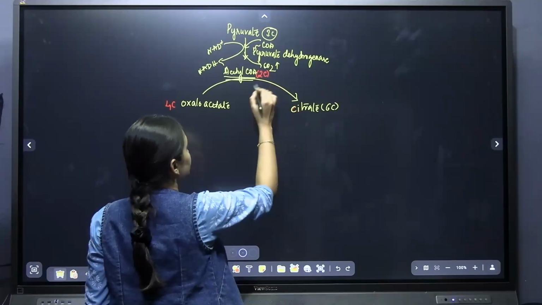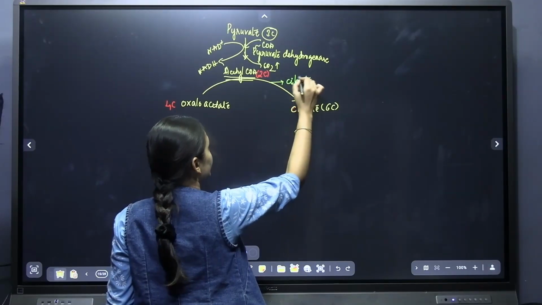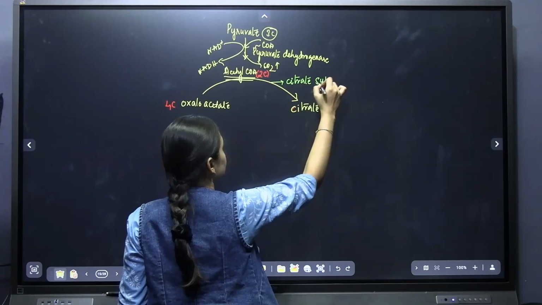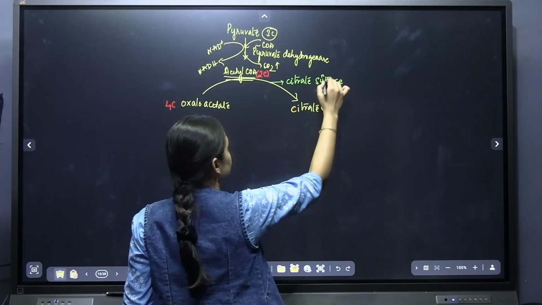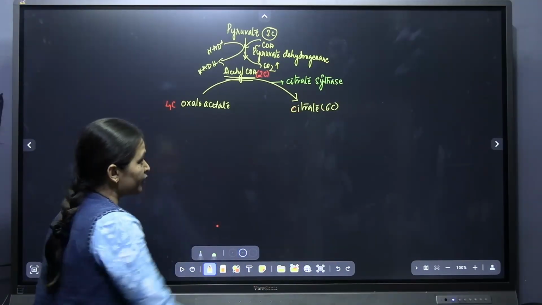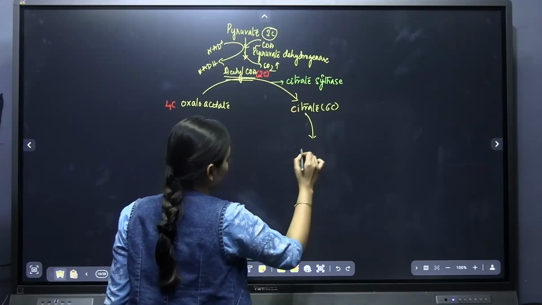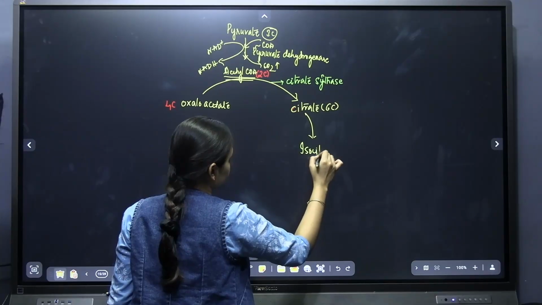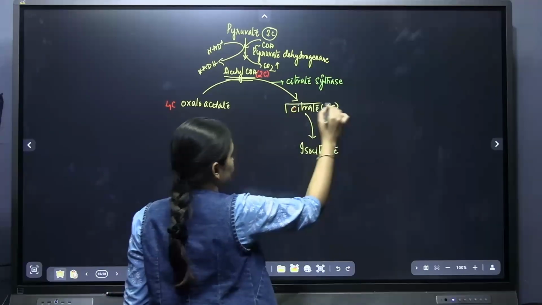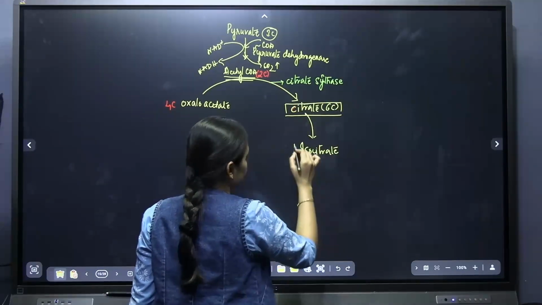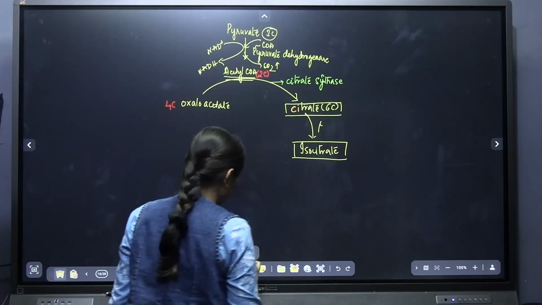The enzyme used here is citrate synthase. Okay, citrate synthase. Now citrate will be converted to isocitrate. It's an isomer of it, nothing much. With the help of the enzyme aconitase.